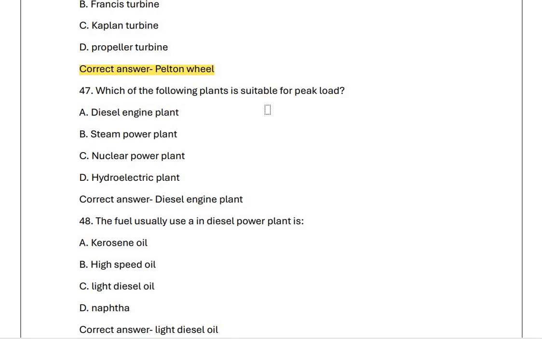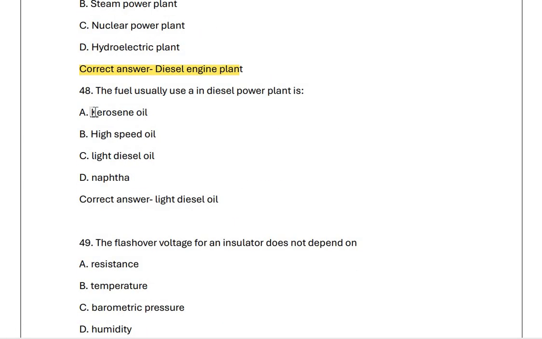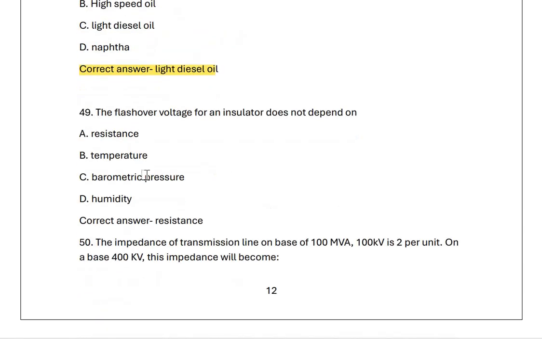47. Which of the following plants is suitable for peak load? A. Diesel engine plant. B. Steam power plant. C. Nuclear power plant. D. Hydroelectric plant. Correct answer: diesel engine plant. 48. The fuel usually used in a diesel power plant is A. Kerosene oil. B. High-speed oil. C. Light diesel oil. D. Naphtha. Correct answer: light diesel oil.